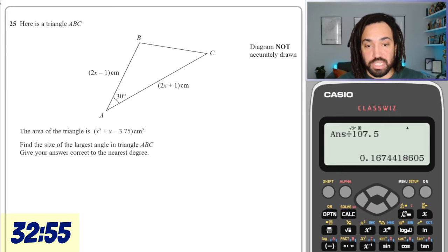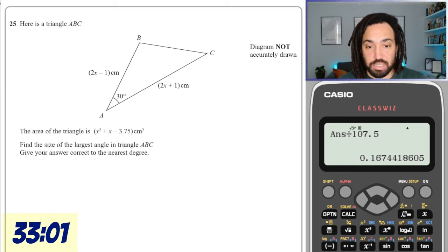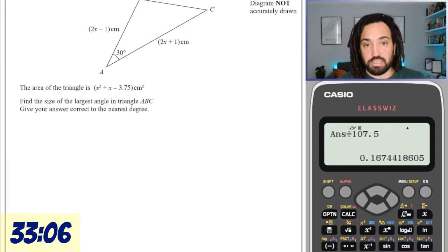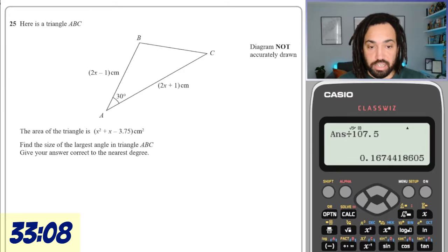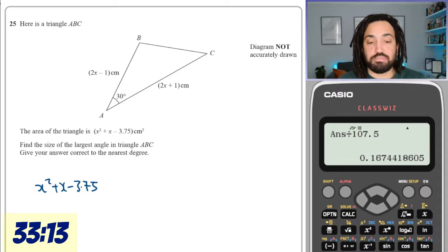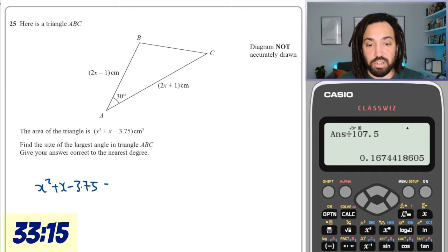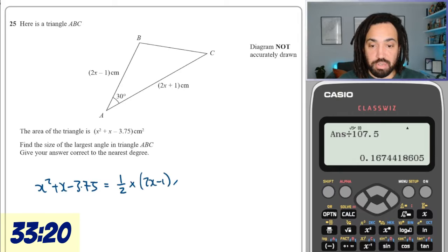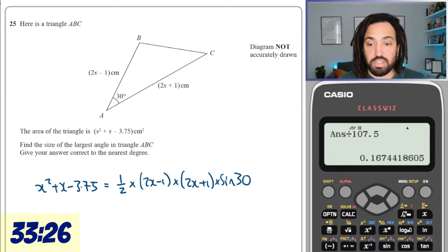The area of this triangle is... find the size of the largest angle in the triangle. And you know what the area is? Fine. So the area is x squared plus x minus 3.75. And we know the area formula for a triangle is a half times a times b times the sine of the angle in between them, which is sine of 30.